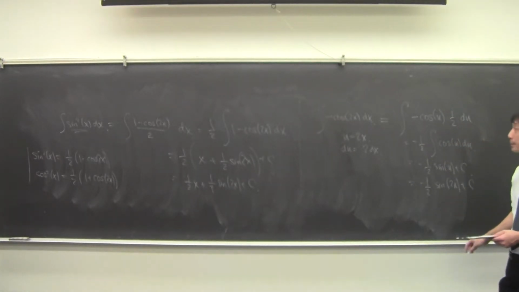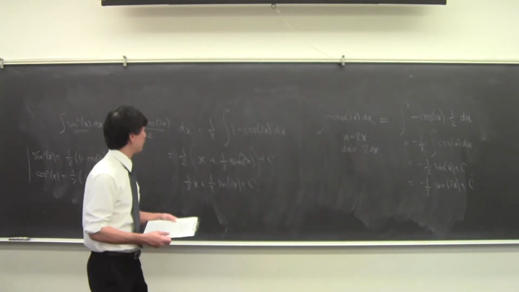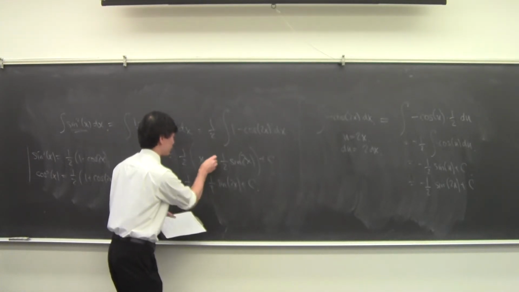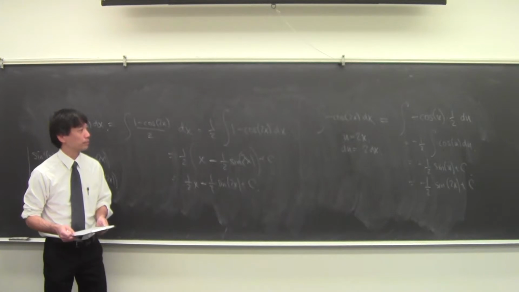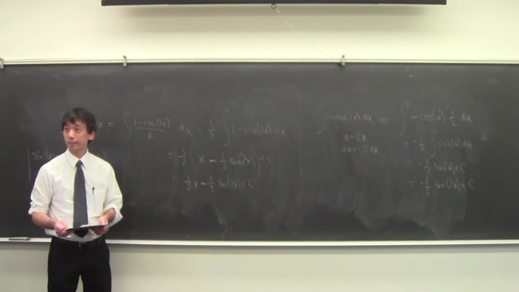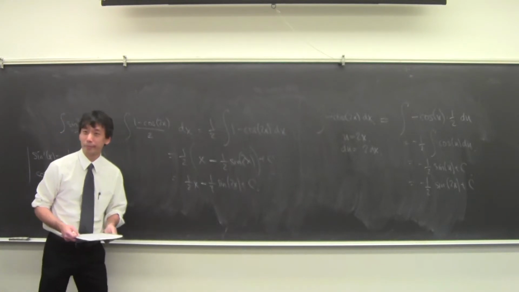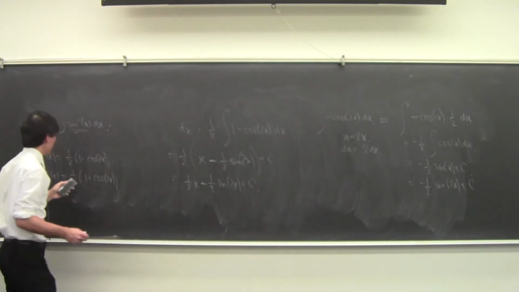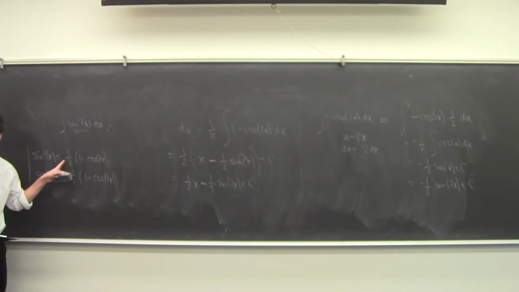Should be negative on the original problem. Oh yes, there should be a negative here. Sorry. Thank you. Okay, so that's integrating sine squared or cosine squared: use the trigonometric identity.